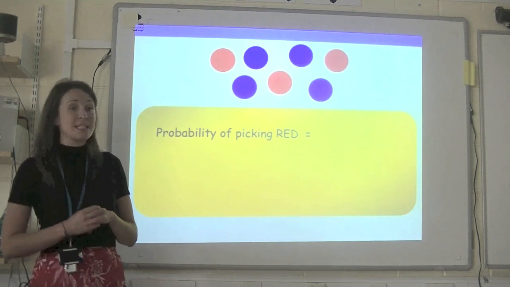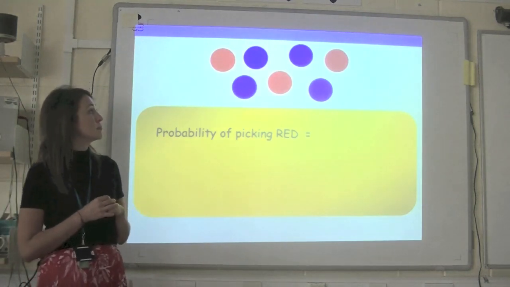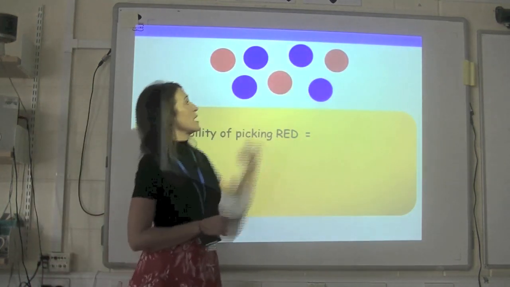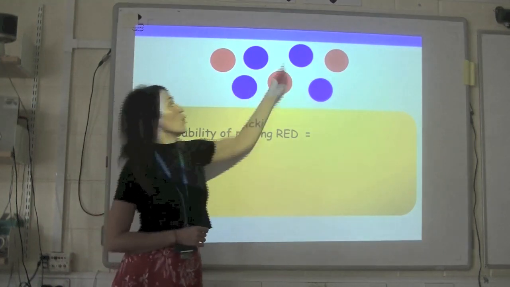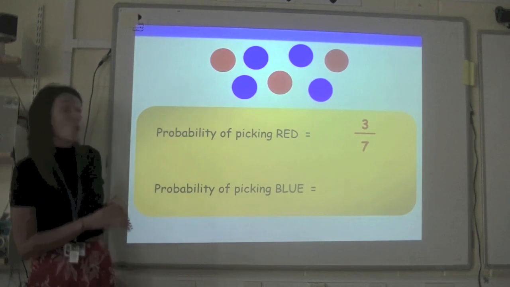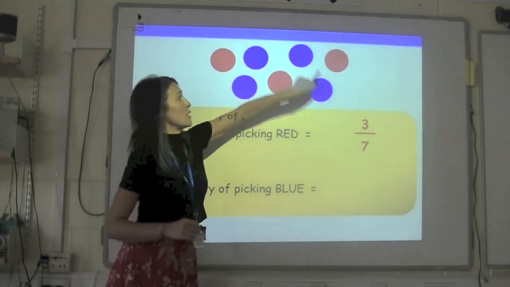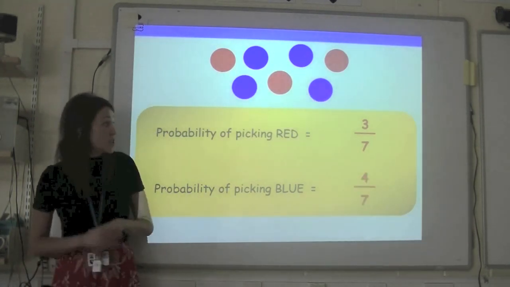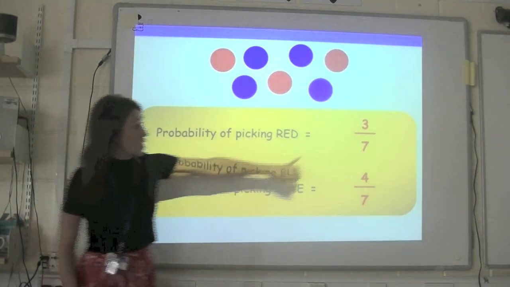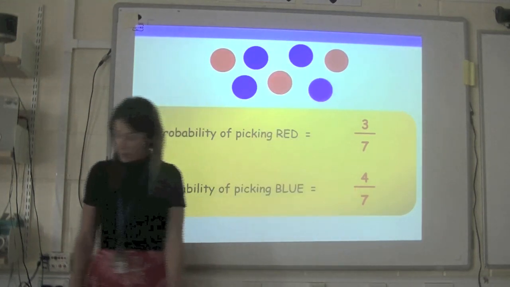Now find the probability of picking red. Well, we've got 1, 2, 3 over 1, 2, 3, 4, 5, 6, 7 in total. So the probability is 3 over 7. What's the probability of picking blue? It is 1, 2, 3, 4 over the 7 in total. Some of you will have noticed, or might be starting to notice, that these two, because they're all of the options, will add up to 1.